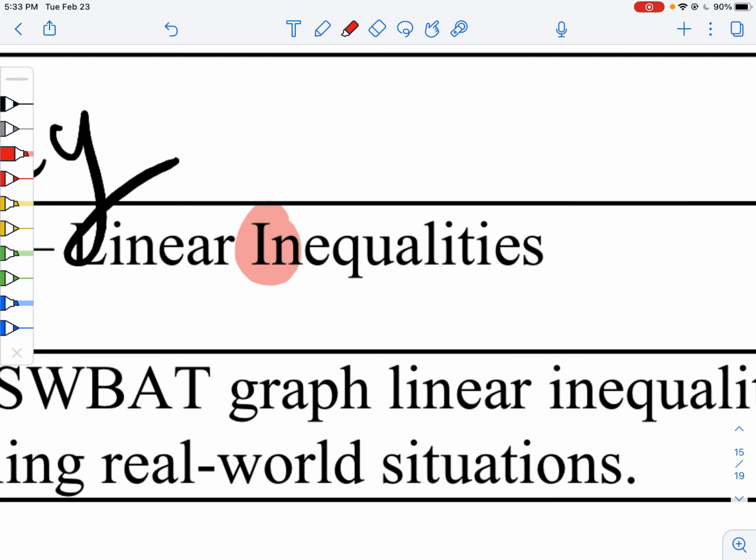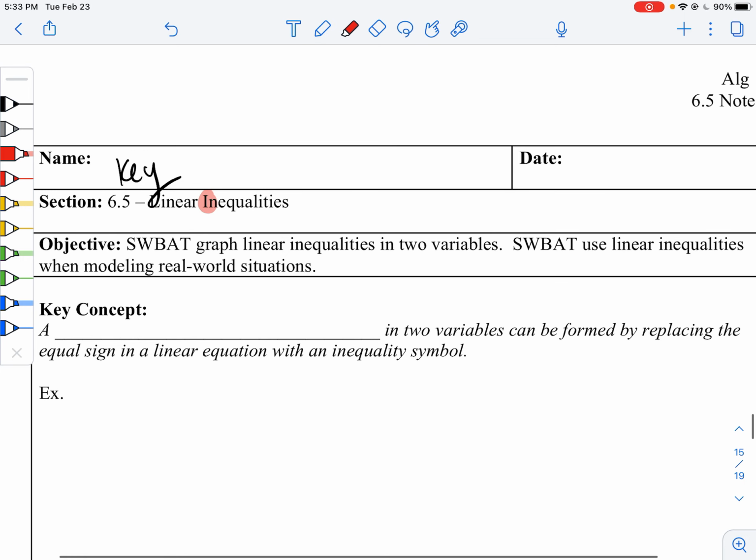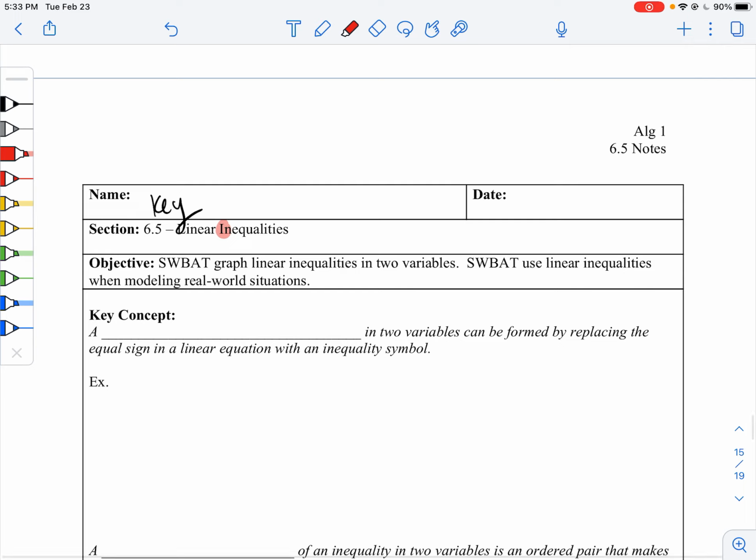Yes, you heard that right, inequalities. Let's jump right in. Await objective. By the end of the day, you'll be able to graph linear inequalities in two variables. You will also be able to use them to model real-life situations.